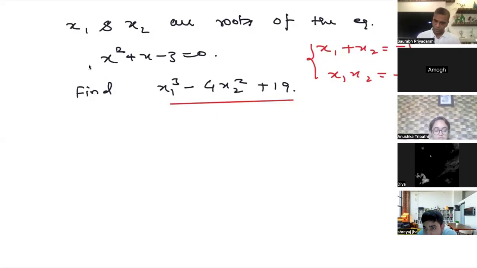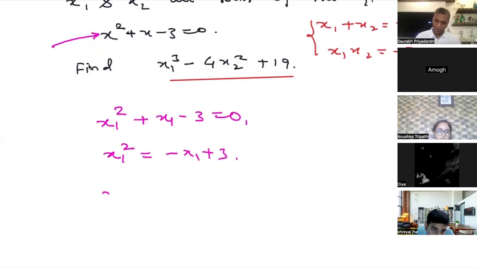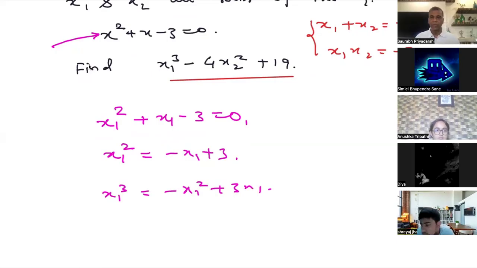Sir, I got x1 square as minus x1 plus 3. Okay. What Anushka is saying is: x1 is the root of this equation, so you can write x1 square plus x1 minus 3 is equal to 0. From this, x1 square is equal to minus x1 plus 3. Then you can multiply with x1, so you are getting 3x1. Yes, I did this one. Very good. Same. Right.